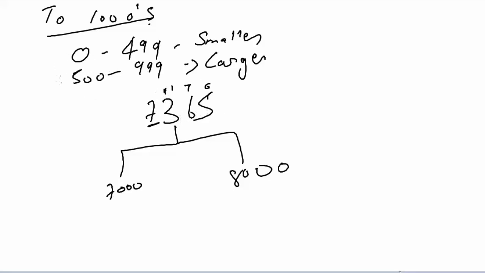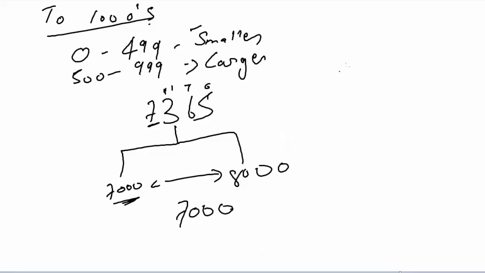As per the rule you will have to see if 365 lies between 0 to 499 or 500 to 999. So definitely 365 lies between 0 to 499. So the rule says that you will have to round it off to the smaller value. The smaller value is between this and this. The smaller value is 7,000, so you round it to 7,000.